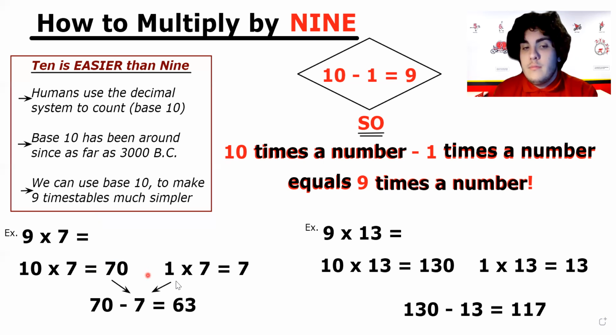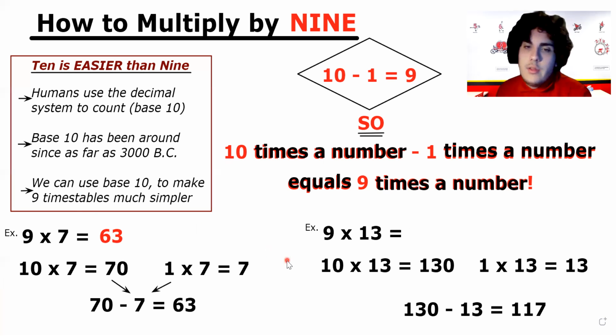And 1 times 7, when you multiply any number by 1, the number does not change. So 1 times 7 is just 7. And we're going to subtract those numbers. 70 minus 7, that is equal to 63. So in turn, 9 times 7 must equal 63, and it does. Let's go to another one.